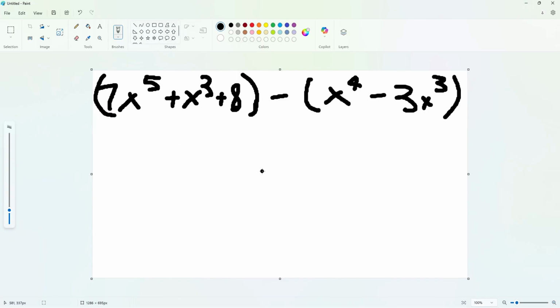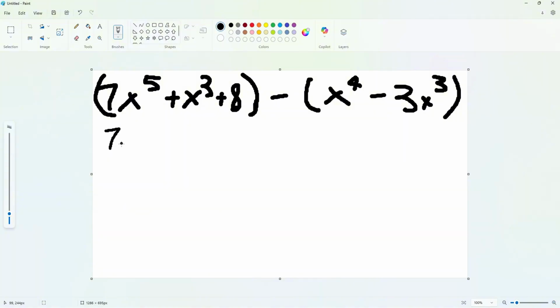To end off subtracting polynomials, I'll give you this final question, and you guys will do it yourself, and then come back and I'll reveal the answer. Alright, so now that you're back, let's read it out loud. 7x to the 5th plus x cubed plus 8 minus x to the 4th minus 3x to the 3rd, or 3x cubed.